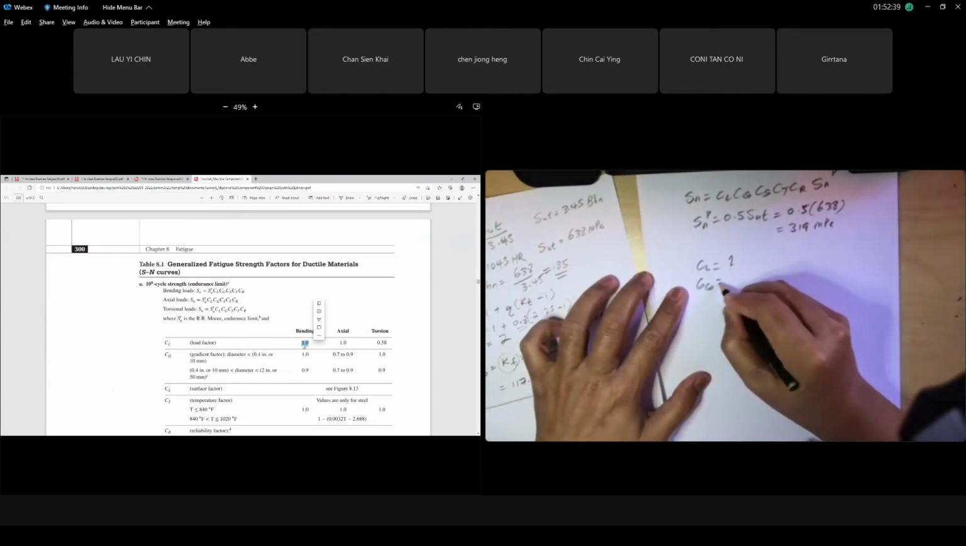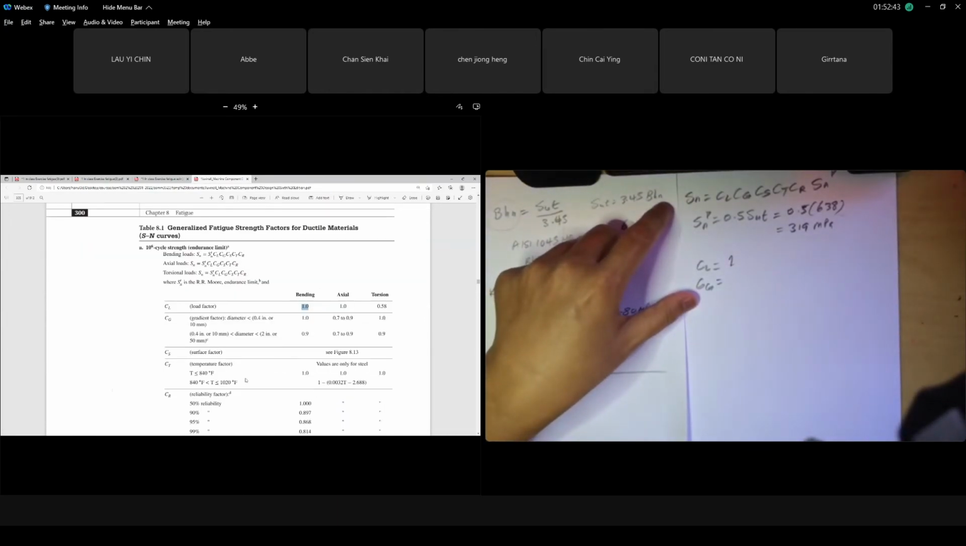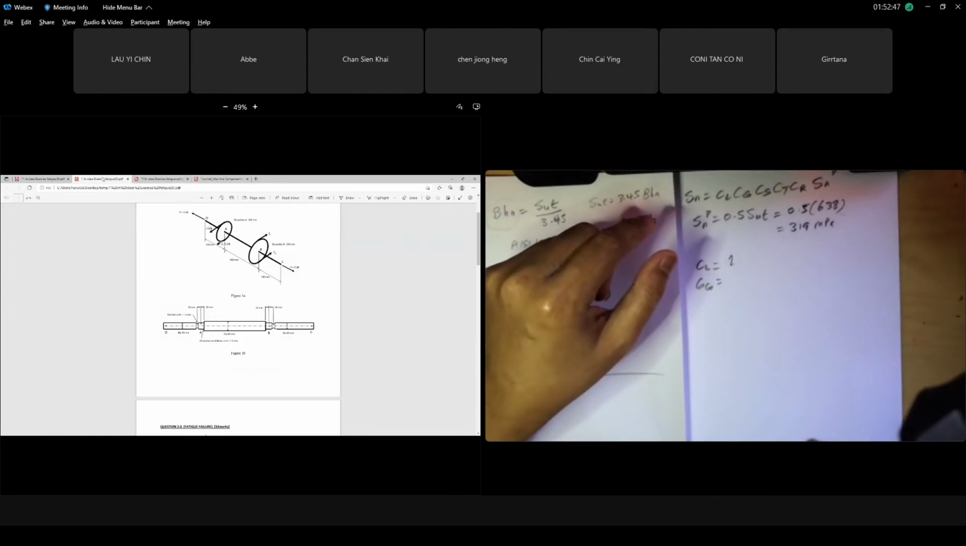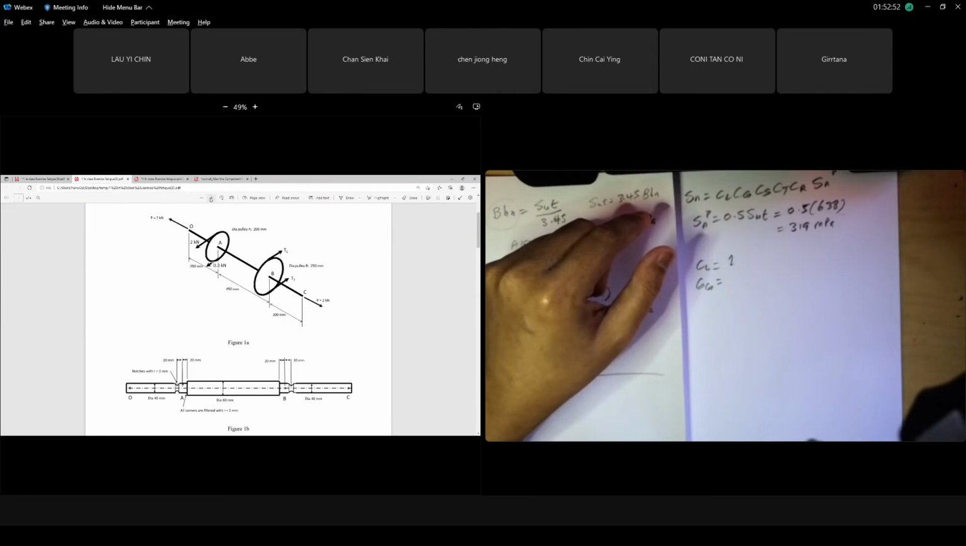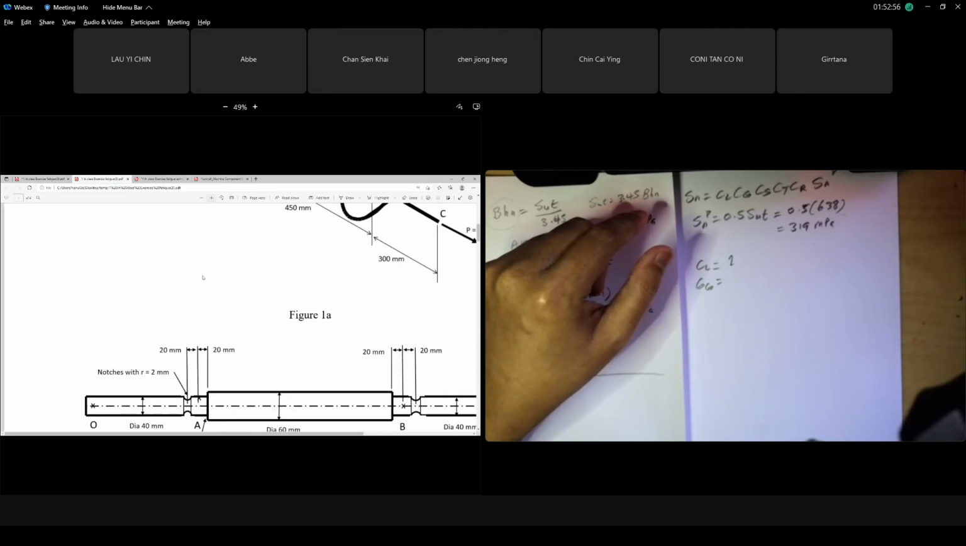Your CG, the size factor or gradient factor, is based on the shaft diameter. For your case, which diameter do you use? Class, can you see the question? I make it bigger. Can you see?